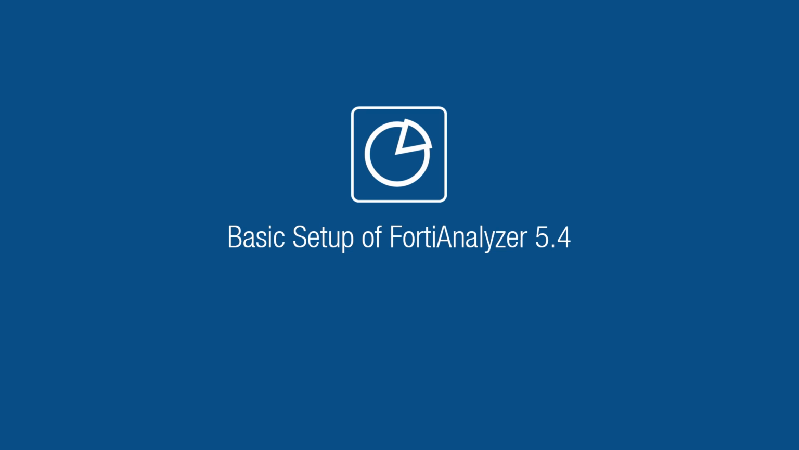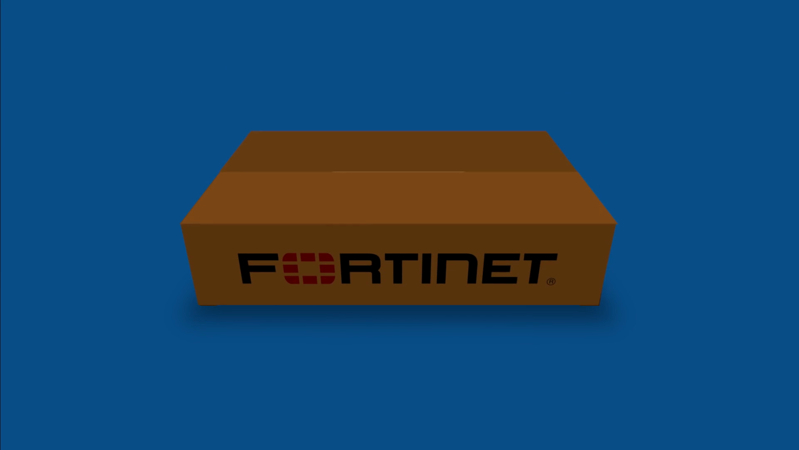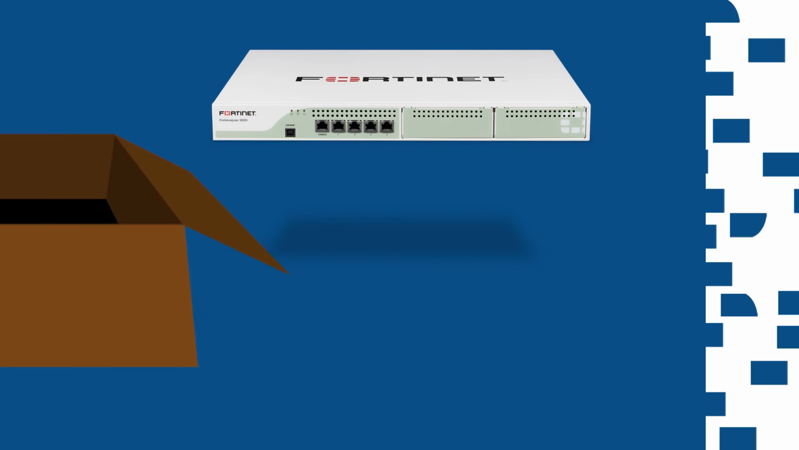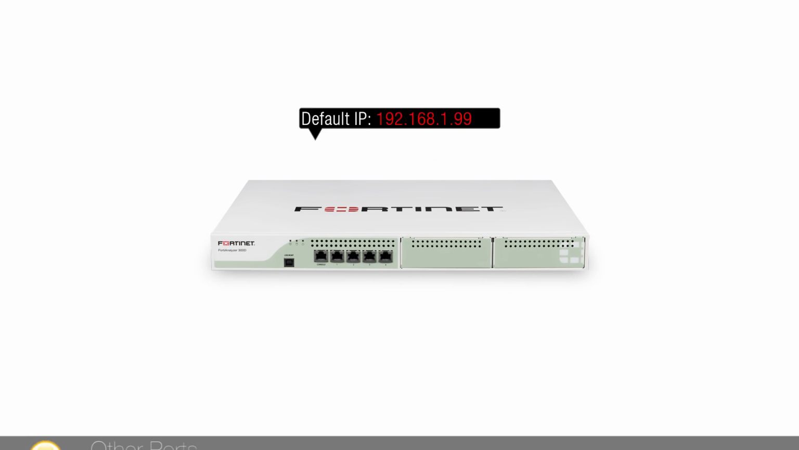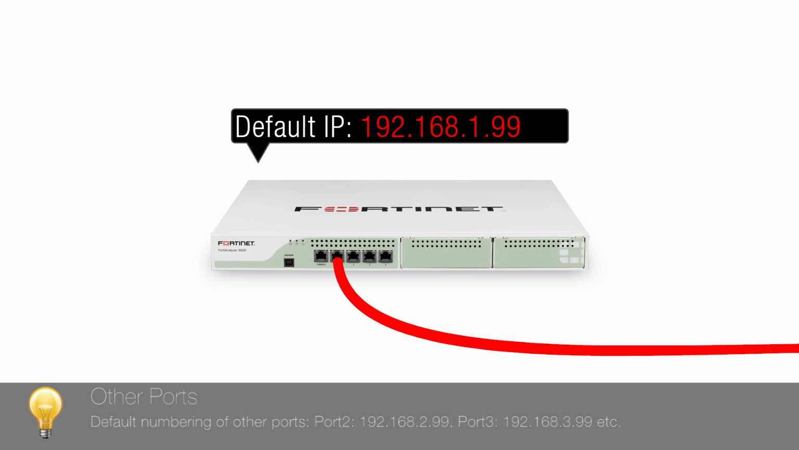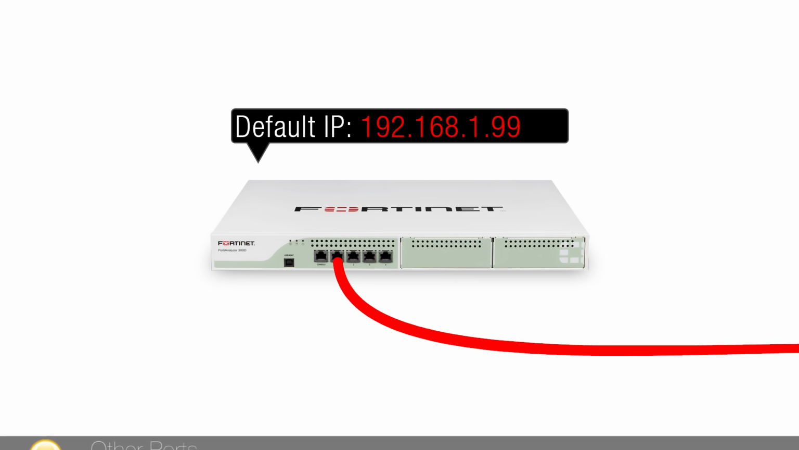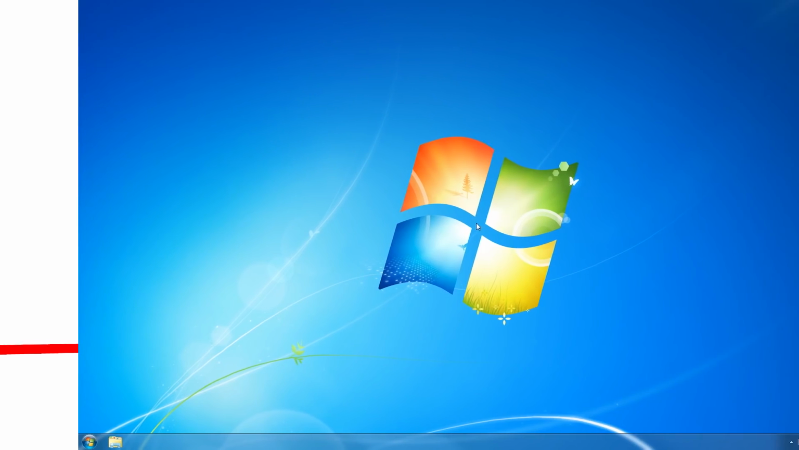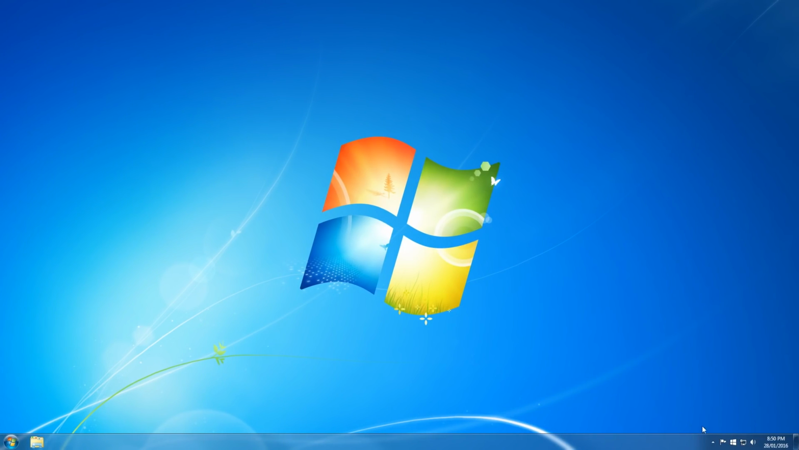Basic setup of a FortiAnalyzer, receiving logs from FortiGates. FortiAnalyzer's default IP on port 1 is 192.168.1.99. Connect the cable directly from your management machine to FortiAnalyzer port 1. Now we'll change our IP on the Windows machine to be able to access the 192.168.1 subnet.